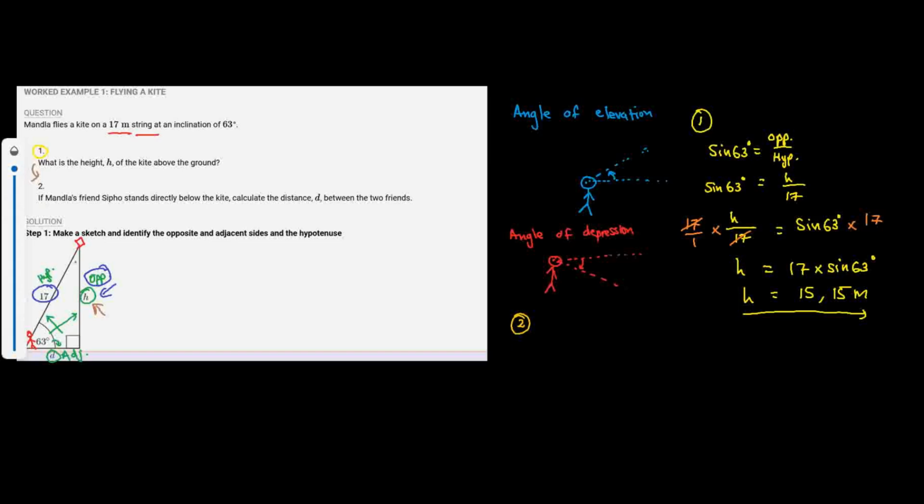Now, let me just read the question before I answer it. It says, if Marla's friend Sipo stands directly below the kite, so let's say this is Sipo, this is Marla in red, Sipo is in blue, and he is the guy who's standing directly below the kite. So there's a kite here. Calculate the distance d between the two friends. So the distance between these two guys is d.